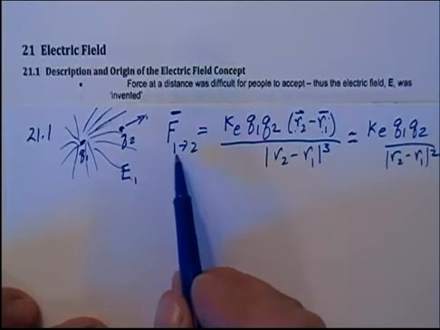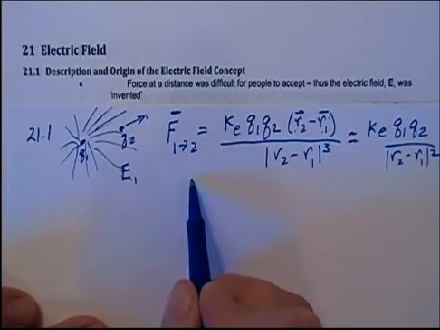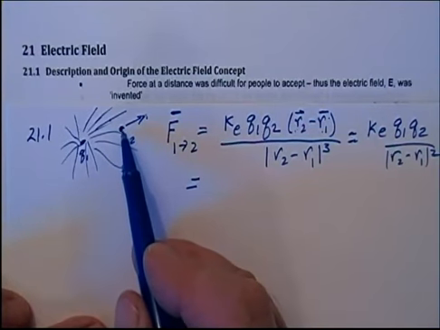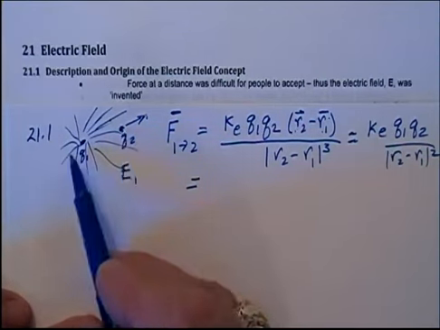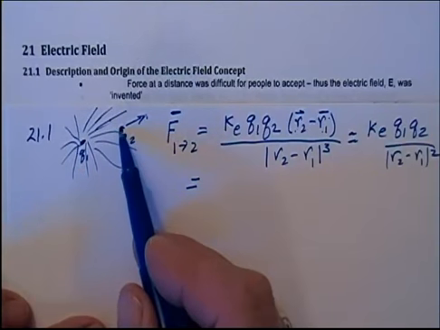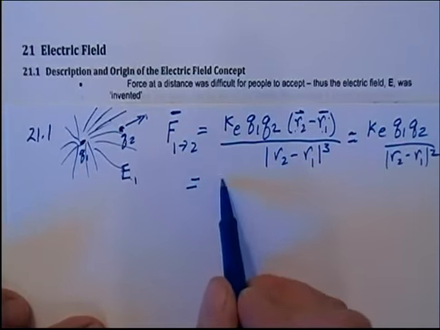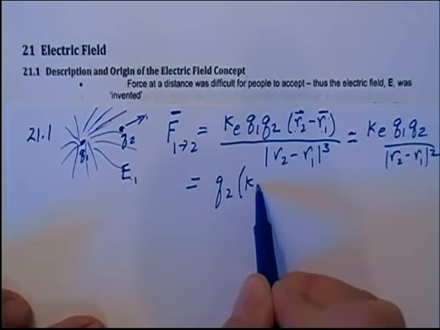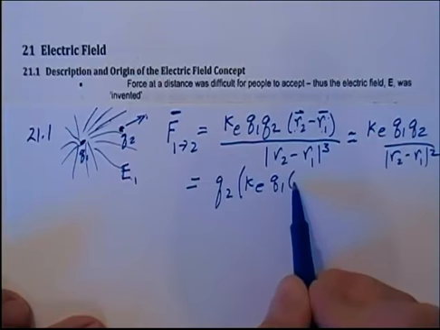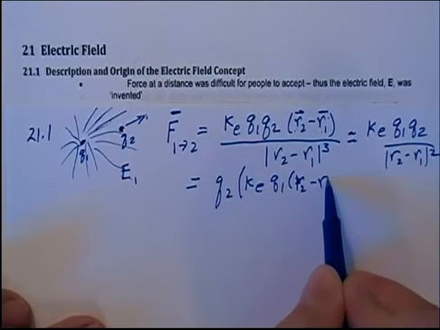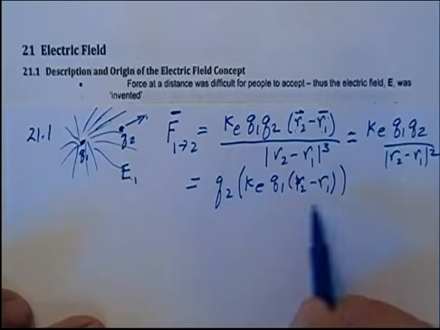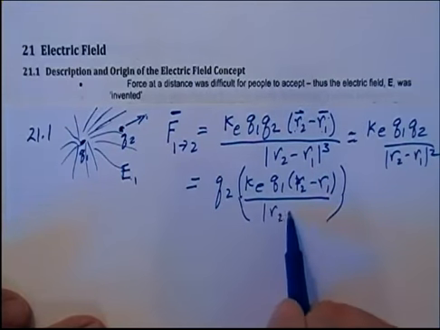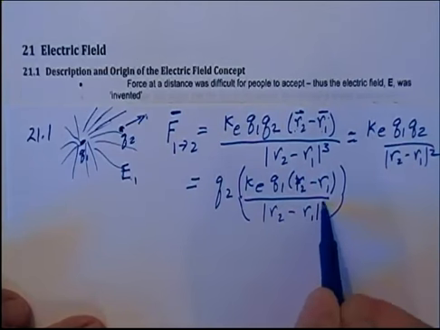Okay, since we know what the force is, what we can now do is do something very interesting. We can say we want to break this into two parts, the charge 2 and the field, the rest of the force that exerts it on charge 2. So I'm going to factor charge 2 out, right? That is Q2 times Ke Q1 times the vector R2 minus R1, divided by the magnitude of R2 minus R1 cubed.